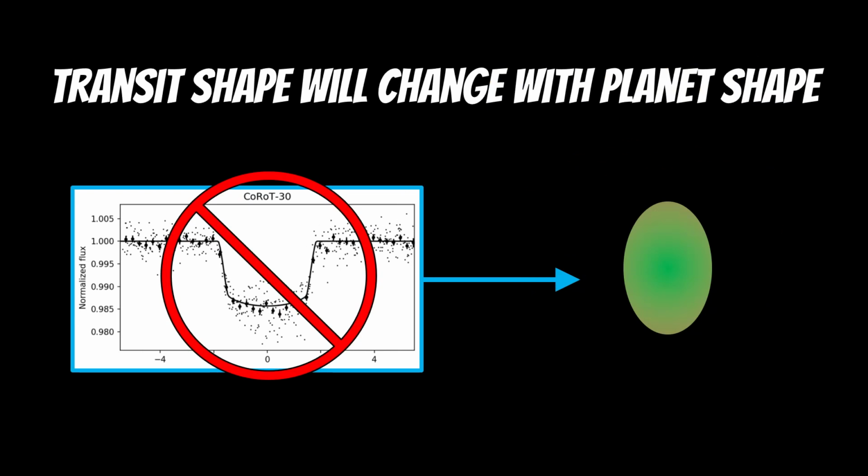But as the planet changes shape and becomes more elliptical, then that transit shape also changes. So that typical spherical U-shape we get from the spherical planet is no longer applicable. The difference isn't massive, but it's enough to detect the shape of the planet.